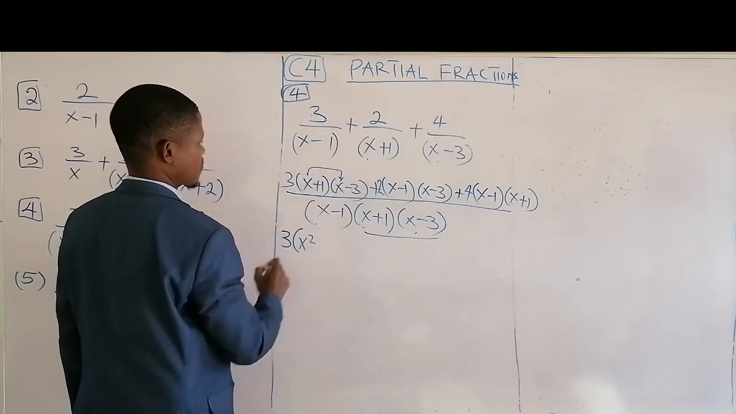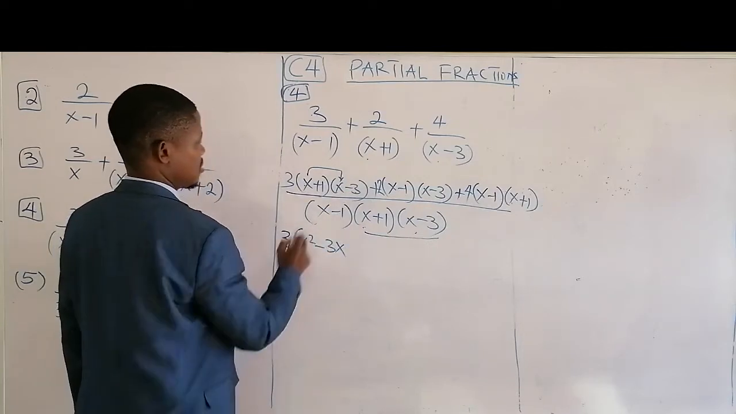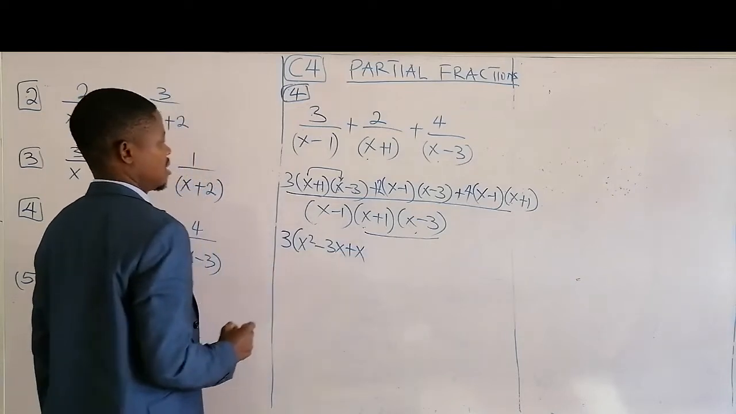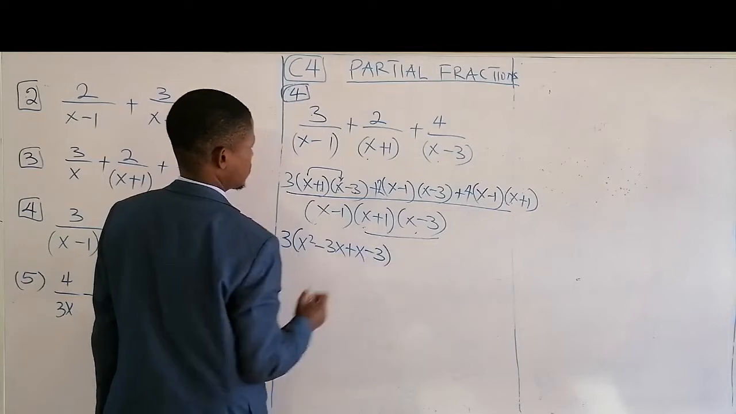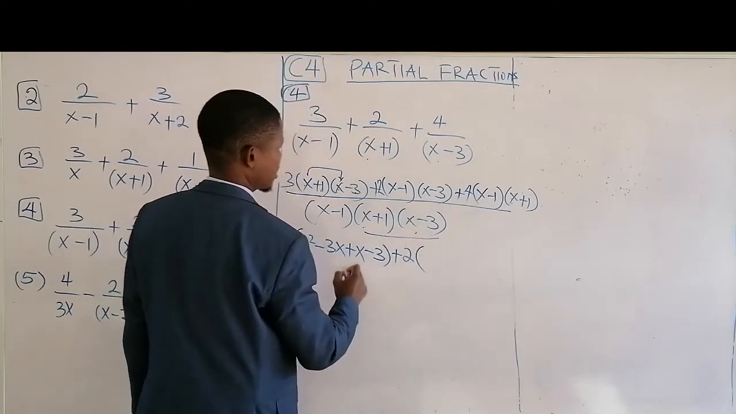X squared. This one times this one, minus 3x. This one times this one, plus x. And then finally 1 times minus 3, that's minus 3. Done with that. Then plus 2. Open your brackets.